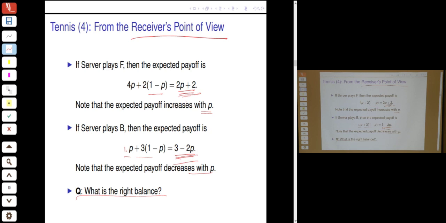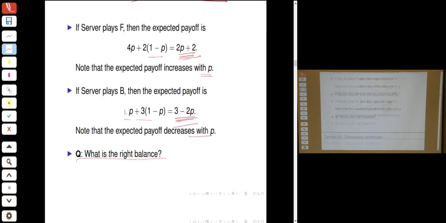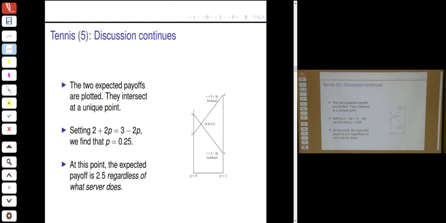So, it would be good to have a small choice of p, but the receiver doesn't know for sure which option the server will exercise. So, he has to somehow strike a balance between the two choices, small and big choice of p, so as to get the optimal payoff. So the question is, what is the right balance in terms of p?